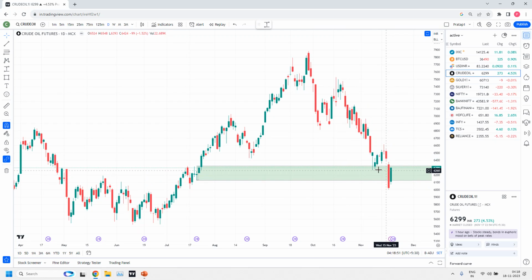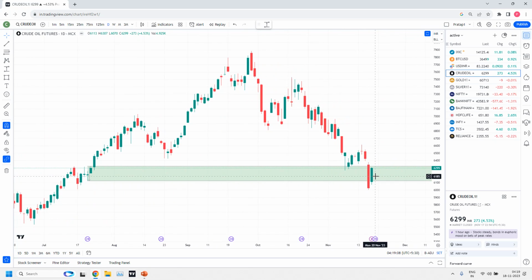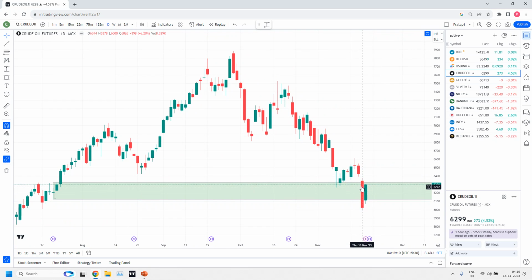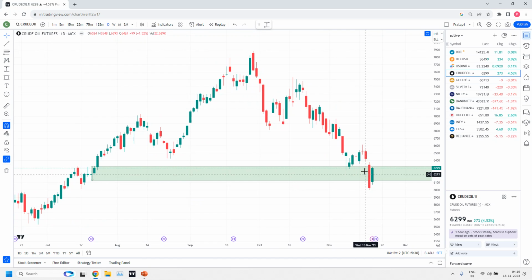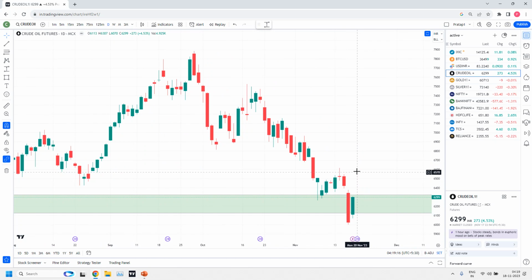Now this demand zone is called a violated demand zone. Violated demand zones are not valid demand zones. They are no more valid. Okay. Who is responsible for making this demand zone go down? The supply zone, some supply zone, right?